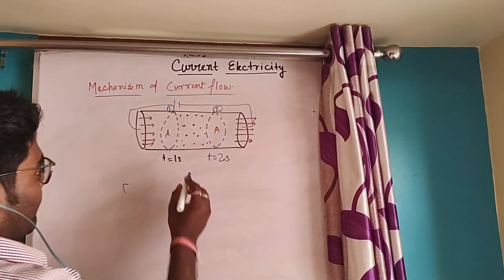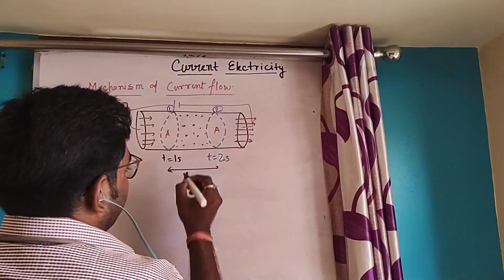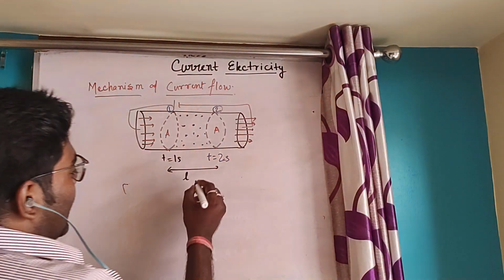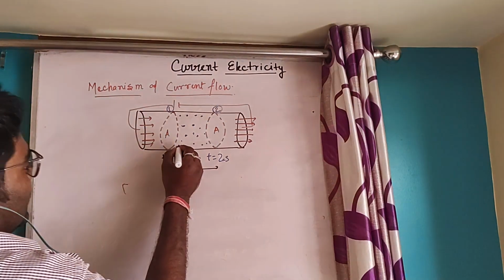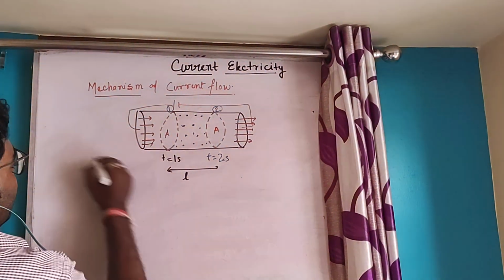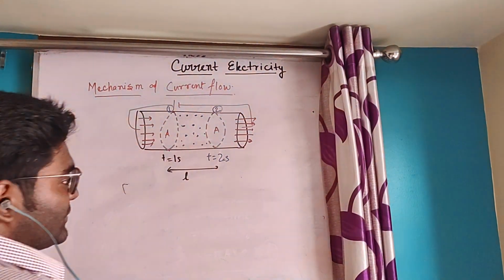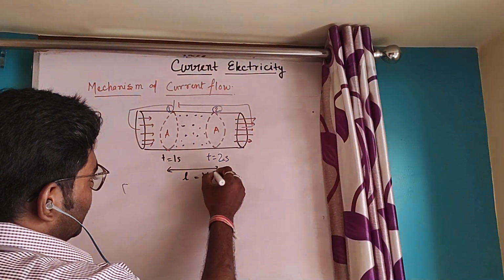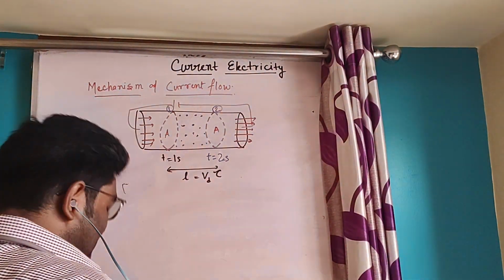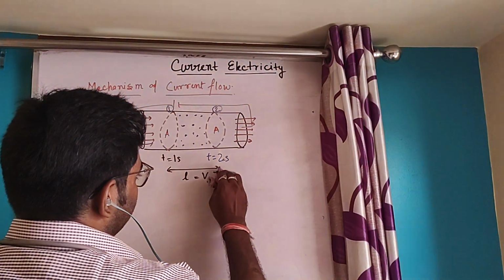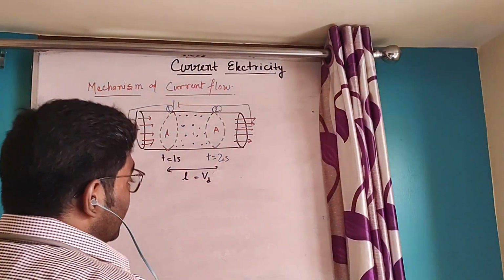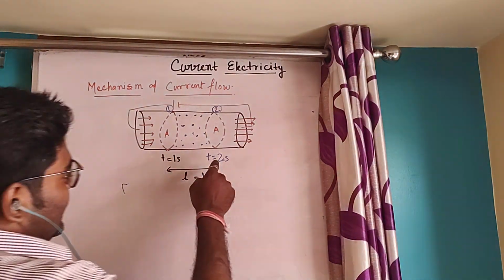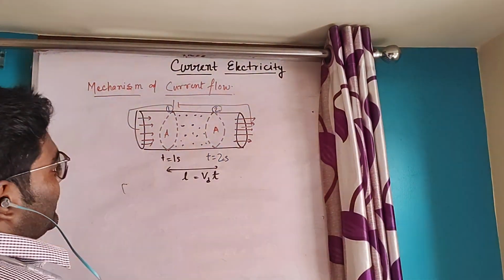Now if this distance is L, and we know that the electron has the drift velocity, can we say that L equals drift velocity into tau? Sorry, not tau, drift velocity into t. What is t? t is actually 2 minus 1 here.